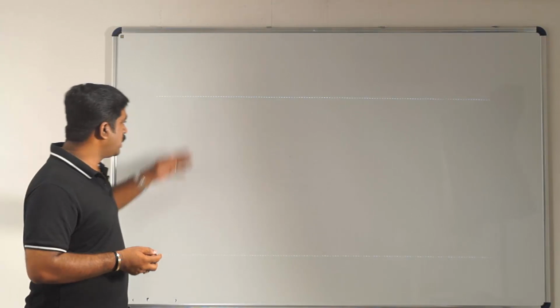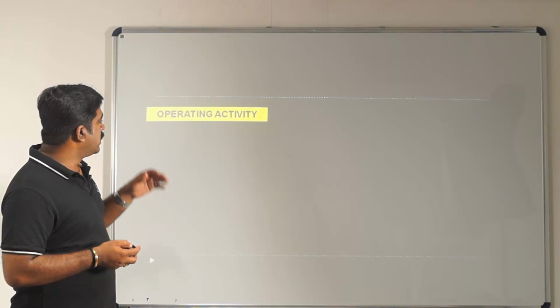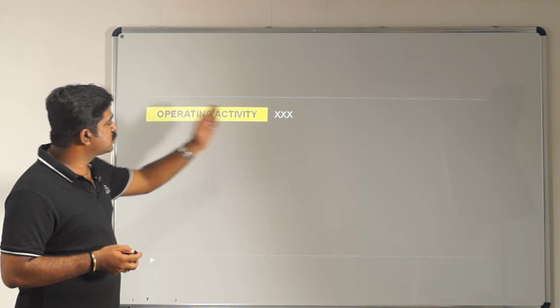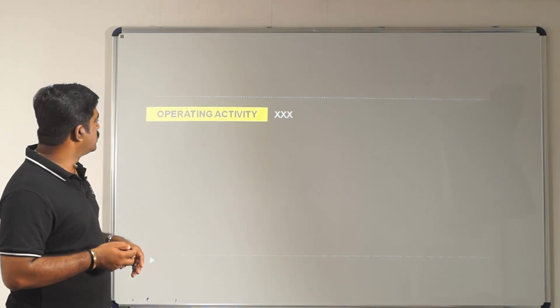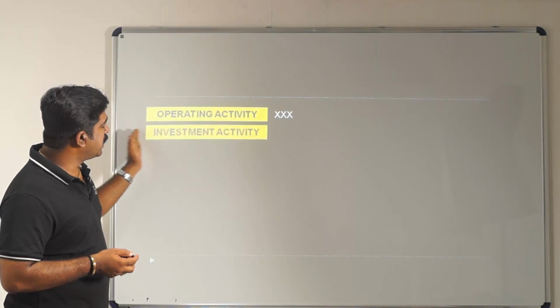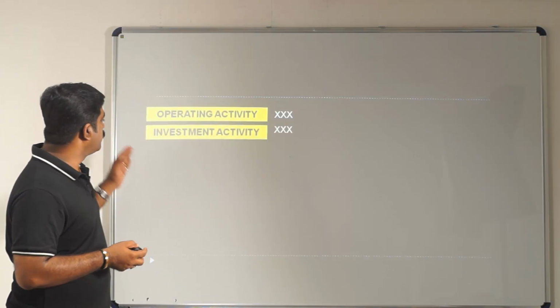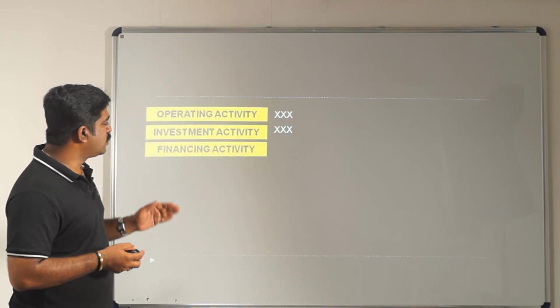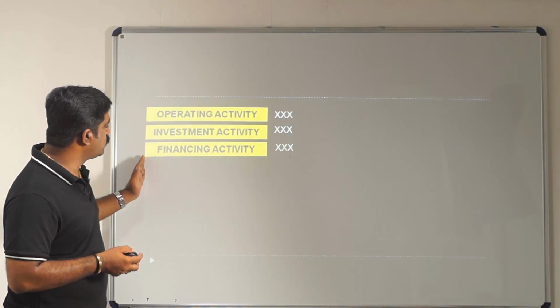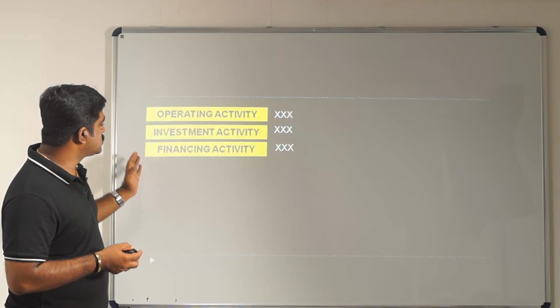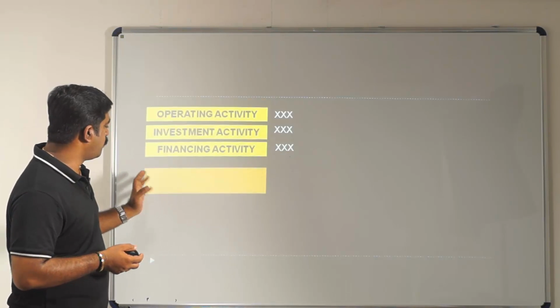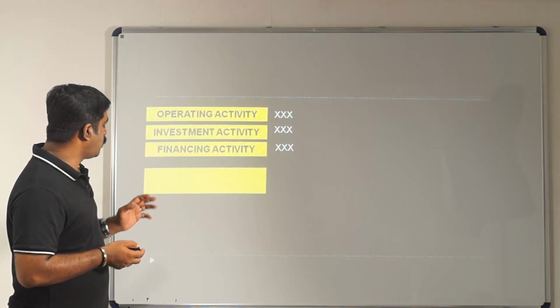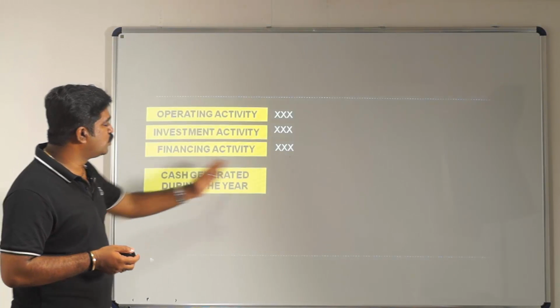So let me summarize. In cash flow statement, we'll have cash flows from operating activities, then cash flows from investment activities, then we'll have cash flows from financing activities. So all the three activities, if they are put together, we'll call them as cash generated from operations. Let me put them here. It is called as cash generated during the year.